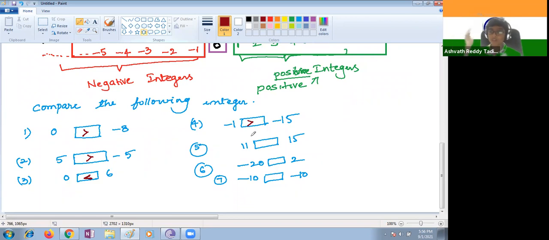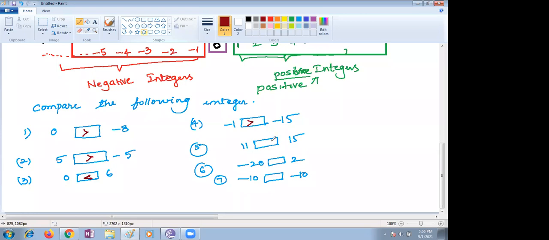every number going to the right side, it will increase, ma'am. Every number coming to the left side will decrease. That's why minus 15 is to the left of minus 1. That is why minus 15 is smaller. Wonderful. Good. I'll appreciate Jaydeep gave all answers.